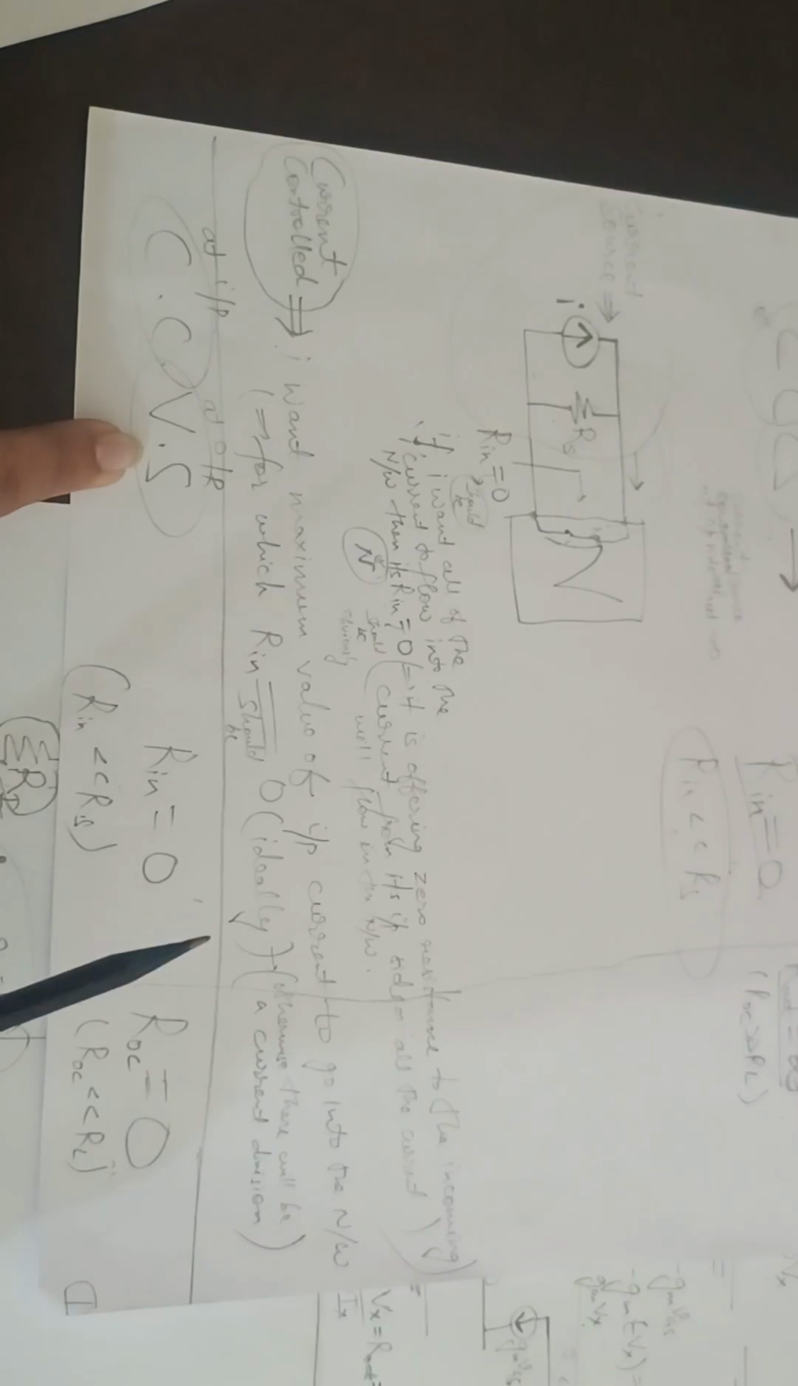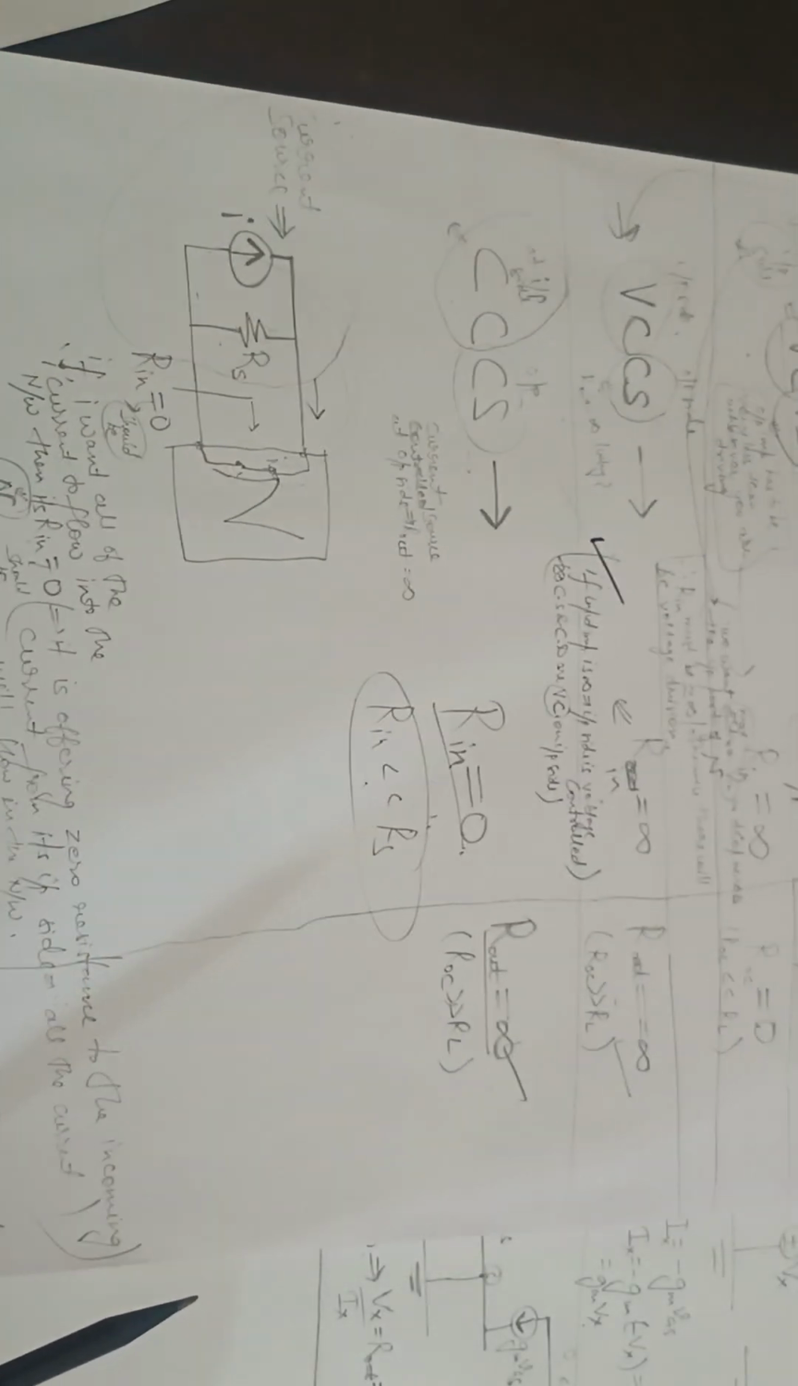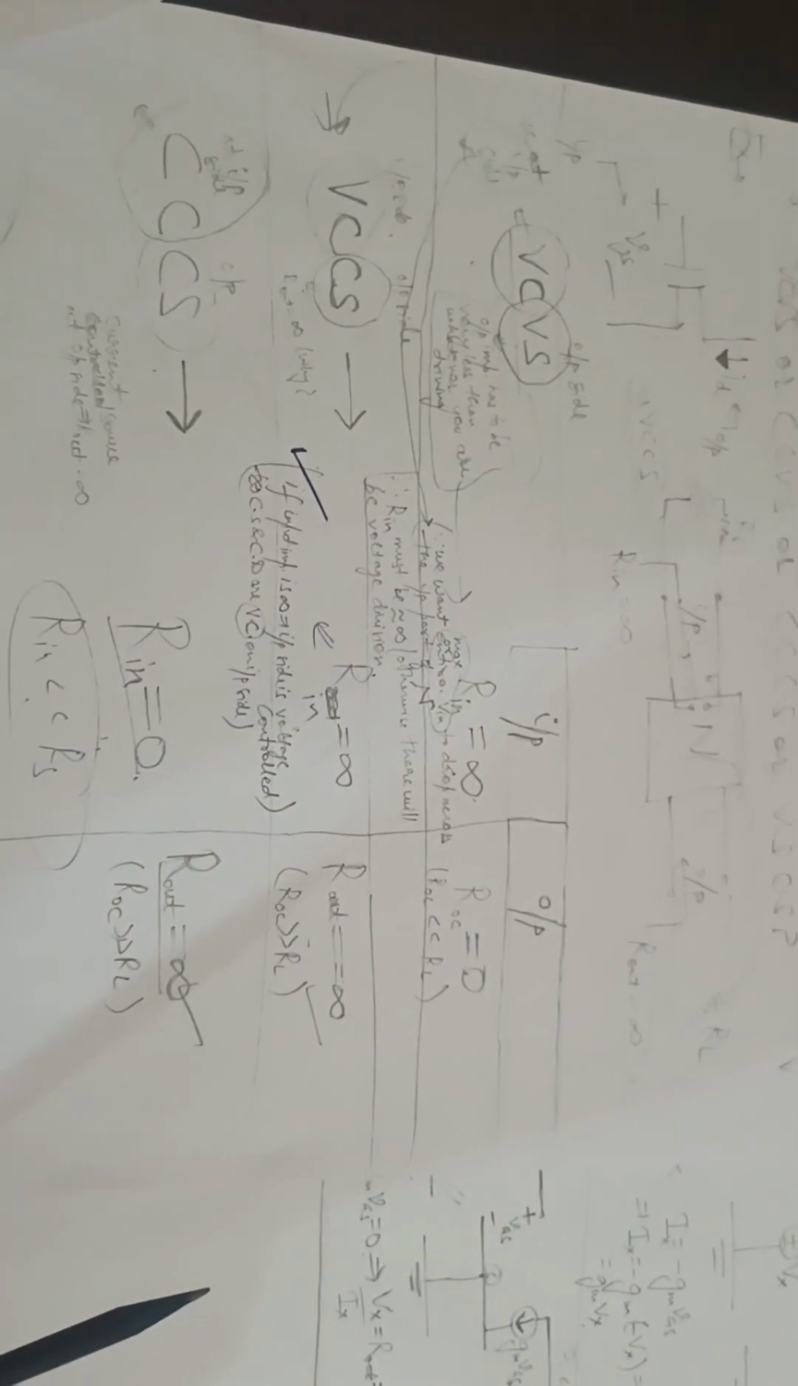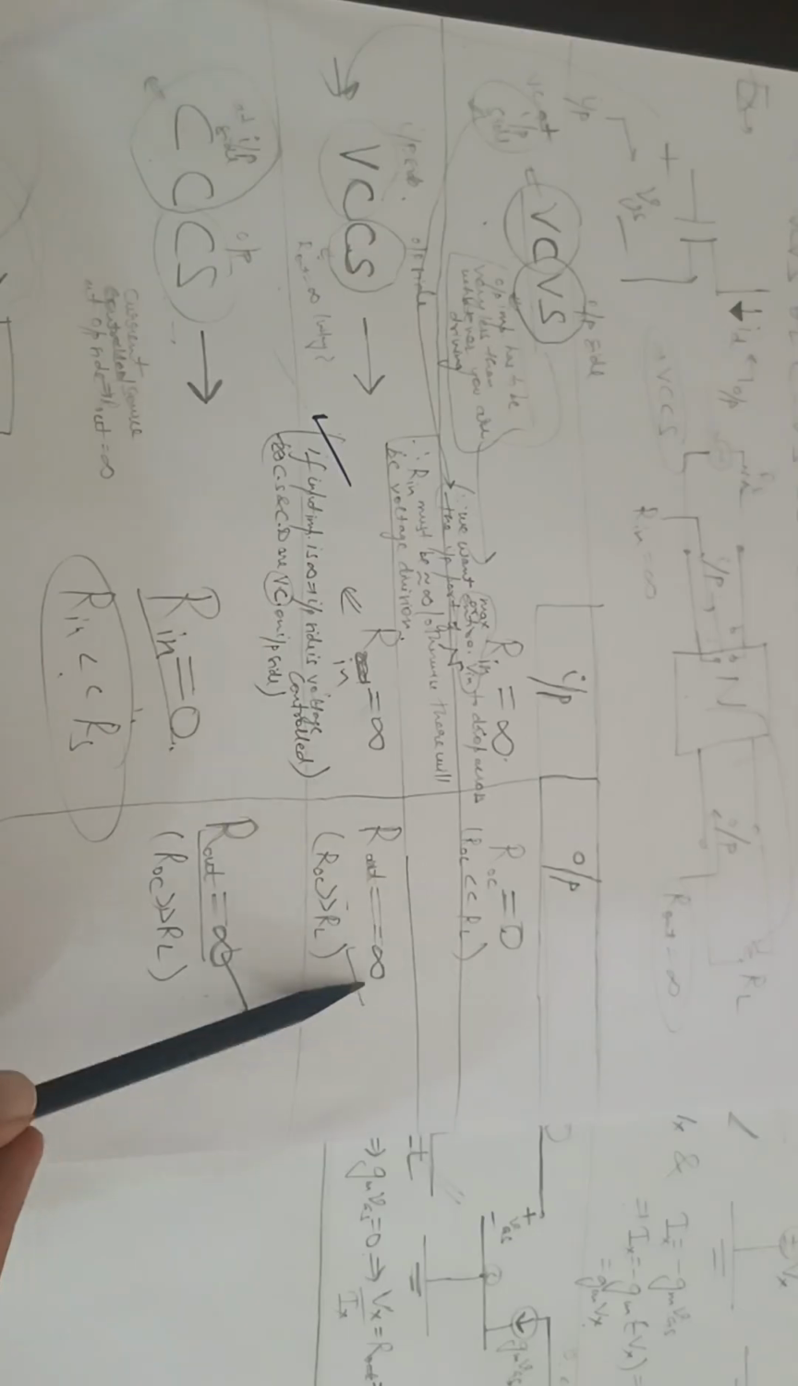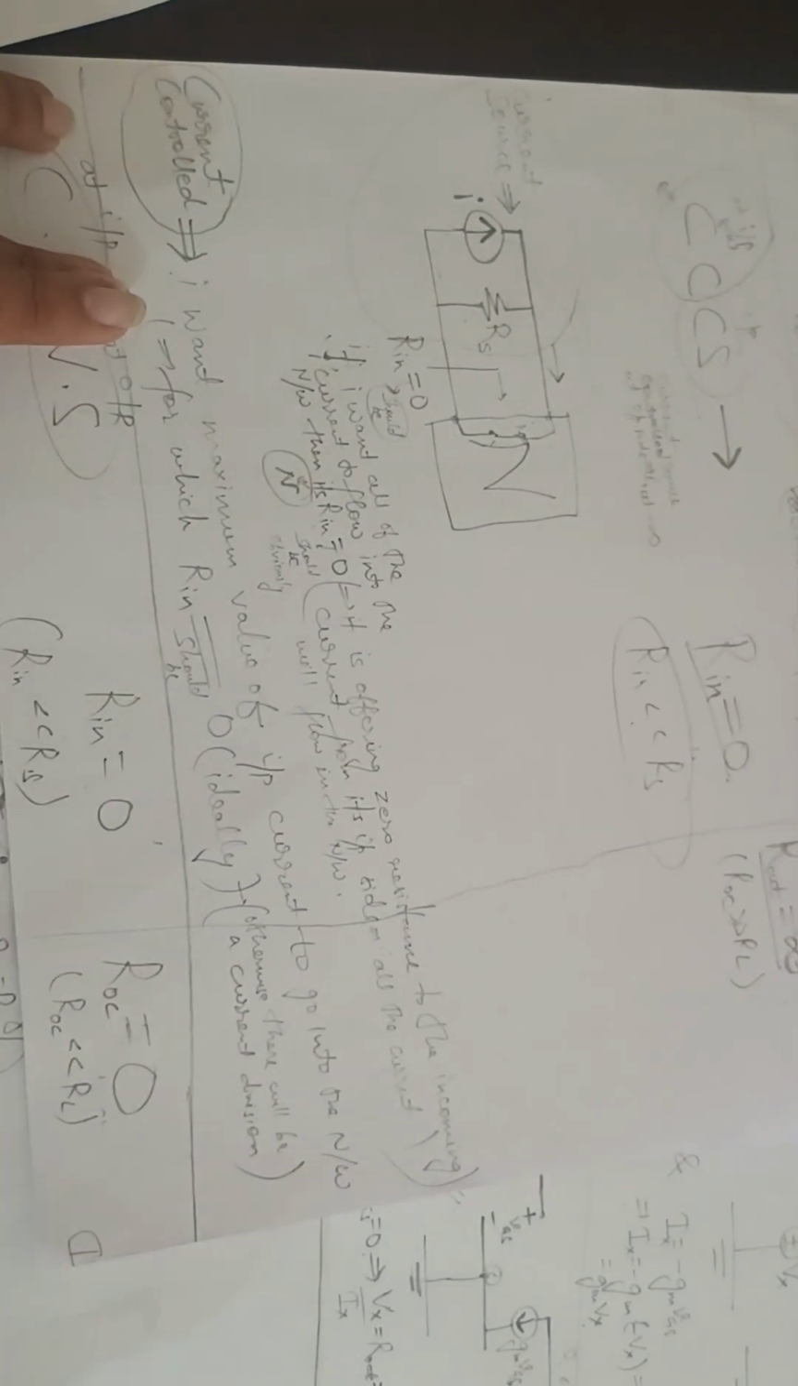And voltage source on the output side means no drop occurs across the series resistance which is there with the voltage source, and all the voltage drops across the load only. So for that we need the output resistance to be 0. Okay, so all four cases are there.